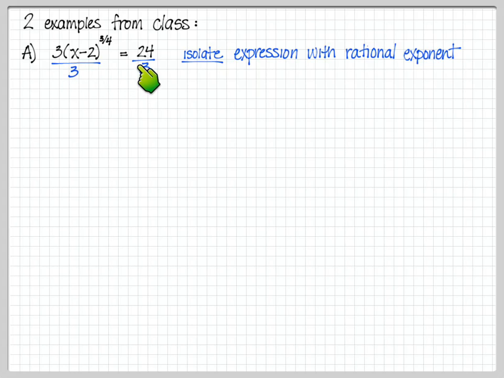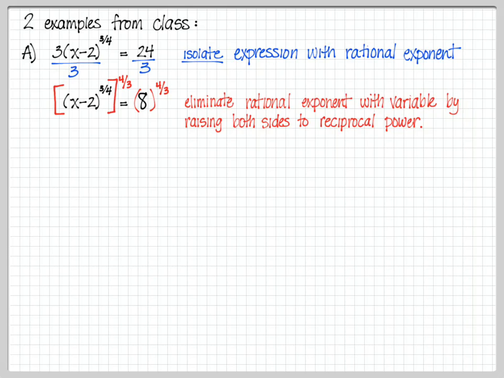So we're going to divide both sides by 3. And we get that it now equals 8. The next thing you want to do is, where the variable is, you're saying, oh, I need to get rid of this rational exponent because it's got the variable trapped in there. And to do that is to raise this to the reciprocal power, because we're just going to multiply power times power, and that's going to equal 1. And so by doing that, we now have x minus 2 to the first, which is just x minus 2.